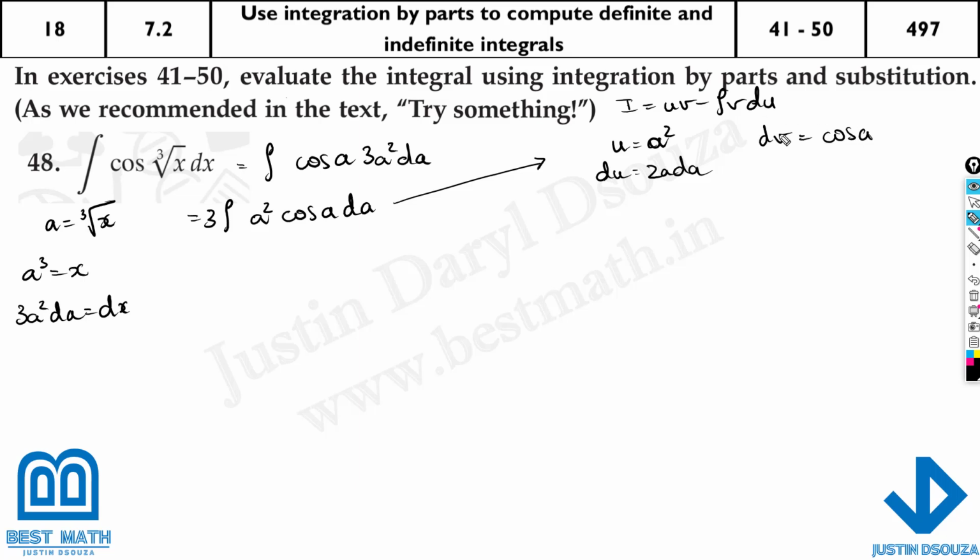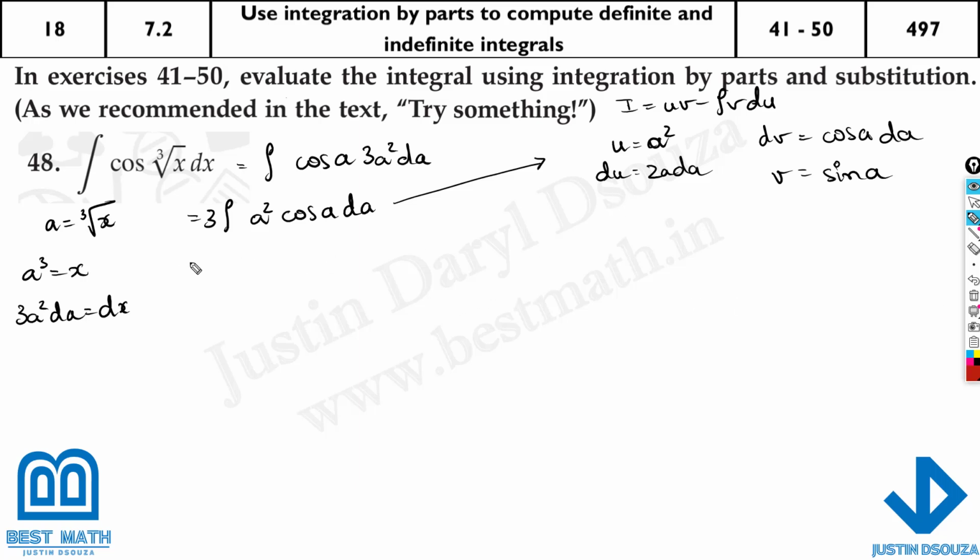See, now don't get confused. It's not du. Du is already found out. We choose dv, not v as well, because the remaining term must have the integration done over here. So v is equal to sine a. That's it. Now I'm going to change the color so that you can differentiate it.